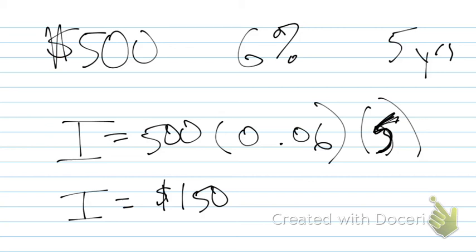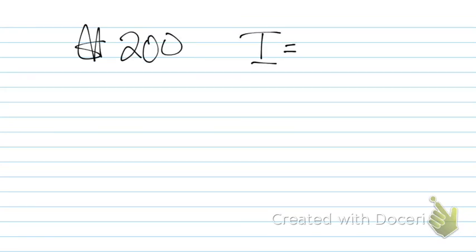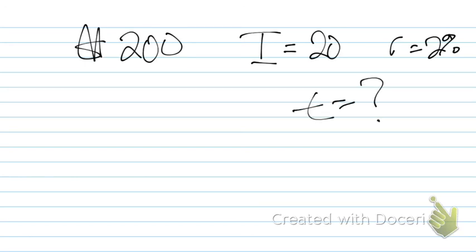Okay, so be careful. Here's something else I want to show you. And I'm not going to show you every iteration. But let's say you had $200 and you earned $20 in interest and you knew you had a 2% rate. How much time would that take? I'm just going to show you. You only need 3 of the 4 things, right? Does that make sense? So we could solve for interest, principal, rate, or time.